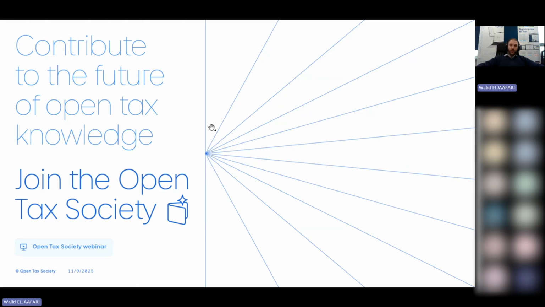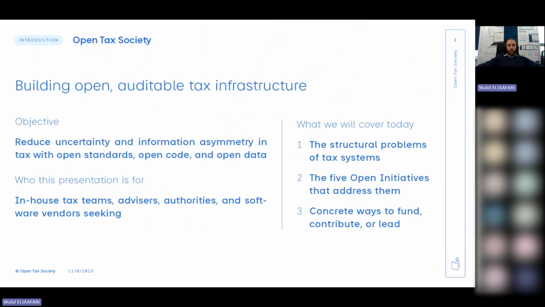So today we are here together to talk about the Open Tax Society. Thanks to all of you for coming to this presentation. The purpose of today is to talk about building an open and auditable tax infrastructure. So basically, when we do tax, there is a lot of uncertainty, a lot of information that is needed by a lot of stakeholders and is not always readily available.